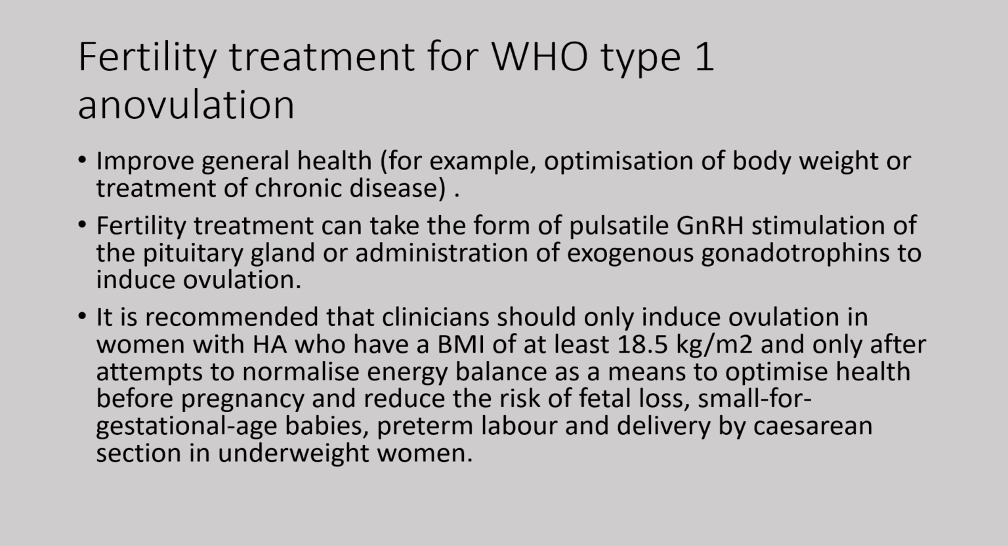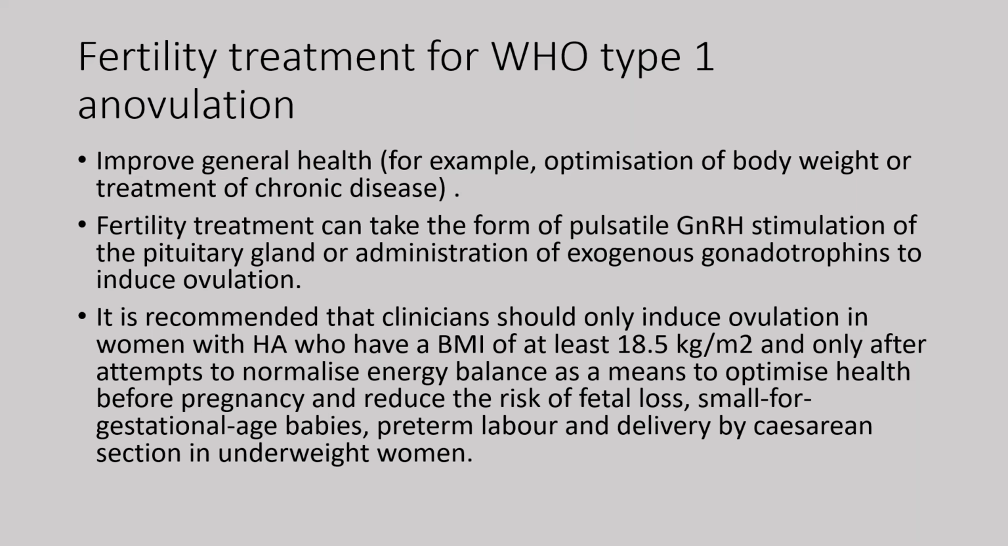Fertility treatment. Now we have already covered the aspect of general health of the patient, that is, her attainment of puberty, then secondly her bone health, then her cardiovascular health. Now what is important is, if she wants treatment for fertility, then what to do. First thing before starting any fertility treatment is that the patient's general health should be improved. That is, optimization of the body weight should be done, or if there is any chronic disease, that should be treated or managed appropriately.